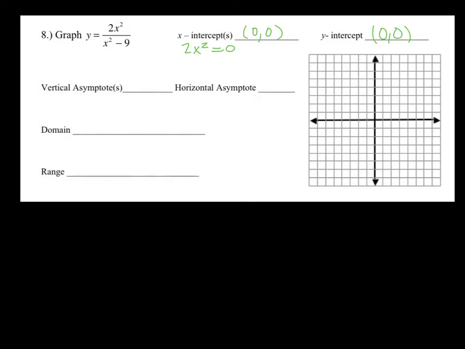Now for the vertical asymptotes, that's where you solve for the denominator. So we would say, okay, x squared minus 9 equals 0, and you could either factor that and make it (x minus 3)(x plus 3), or add the 9 over and take the square root. But it's going to be 3 and negative 3. So at positive 3 and negative 3.